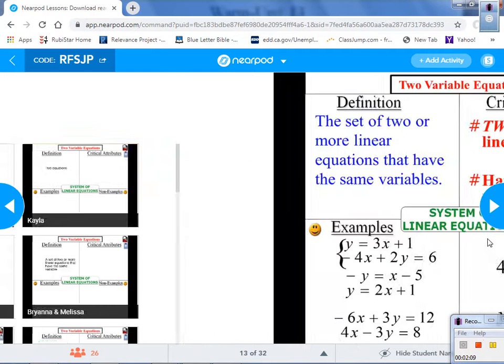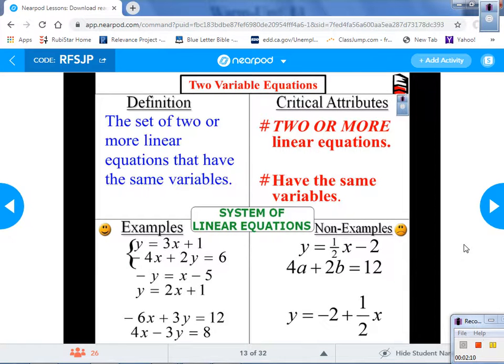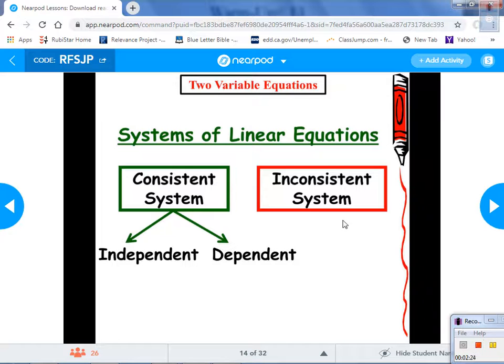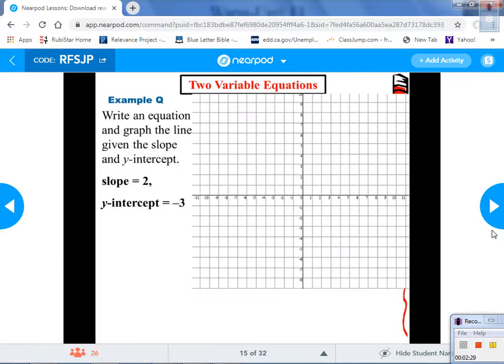Did your definition look something like this? Very good. A set of 2 or more linear equations that have the same variables. Yes, right? All right. So, just a recap, we're still looking at what? Consistent and inconsistent systems. All right, and yesterday we started with one of these, is that correct? It's just to kind of review the graphing portion. And like I mentioned before, there are other methods of graphing, but we're focusing on using the slope-intercept form for right now. Okay?